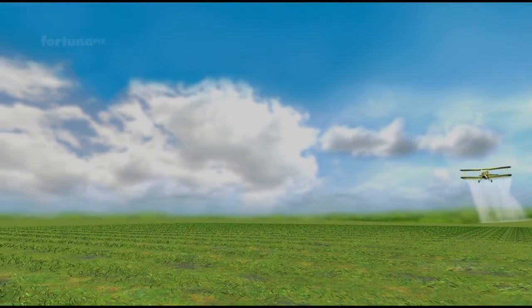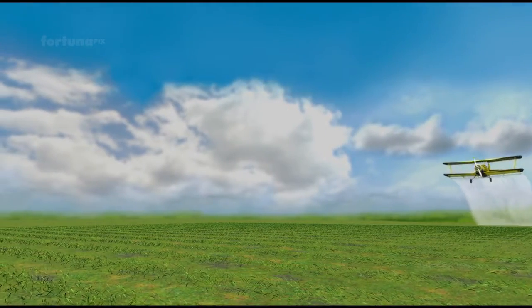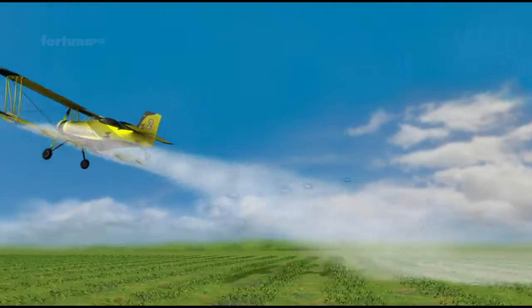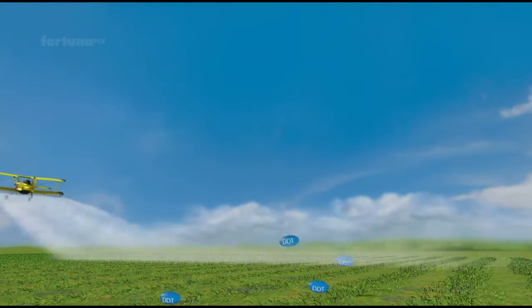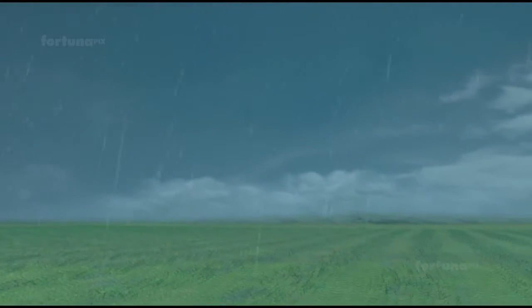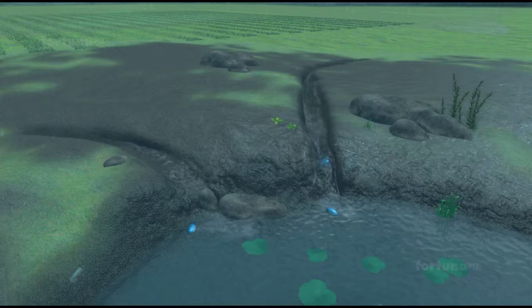This can be seen in DDT, a now banned agricultural pesticide, as it is sprayed across a field of crops. As rain falls, the pesticide will be washed off and seep into the groundwater and can also be accumulated into any water bodies such as ponds.